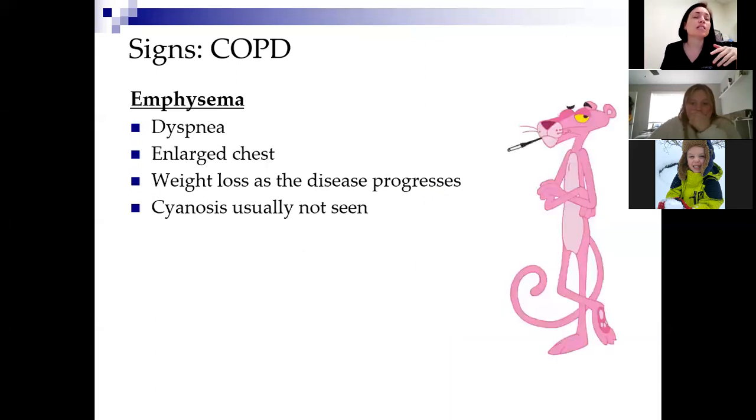With emphysema, some signs are labored breathing or difficulty breathing with the dyspnea. Enlarged chest, that's actually trapped oxygen. So that's that air trapping. If someone gets a barrel chest, that's actually from air trapped. And then weight loss, or as the disease progresses, cyanosis, usually not seen. That's probably terminal, like in much later stages.